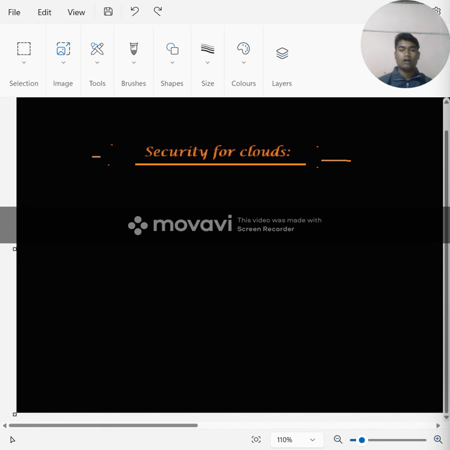So what are the main five? We have to know the five points of security for clouds. The first is data encryption. Second is IAM, identity and access management. Third is infrastructure security, then security patching and updates, and firewall and network security, along with compliance and regulations.